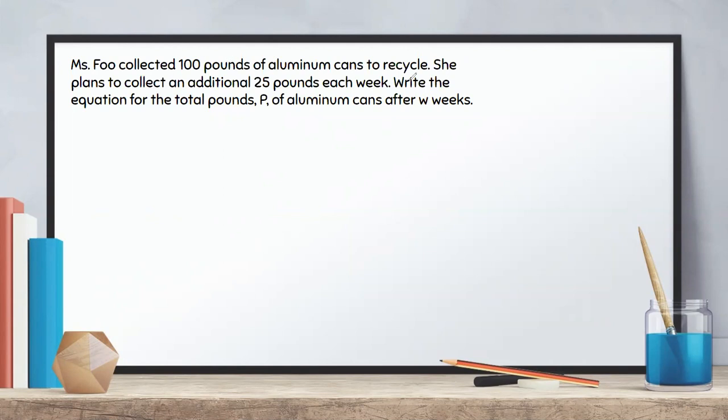The first question says, Miss Fu collected 100 pounds of aluminum cans to recycle. She plans to collect an additional 25 pounds each week. Write the equation for the total pounds P of aluminum cans after W weeks. So this is telling us to write an equation, right? And we only learned so far this year about how to write linear equations.